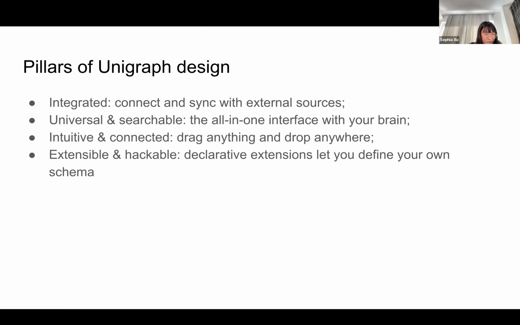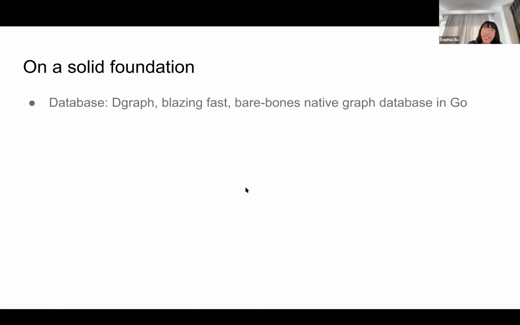Our type system allows for declarative definitions for extensions and schemas that you can define on your own. And if you're less experienced, you'll be able to access an app store essentially and download things other people created that work for your workflow. We built on a solid foundation. The database is the graph, a very fast and very bare bones native graph.